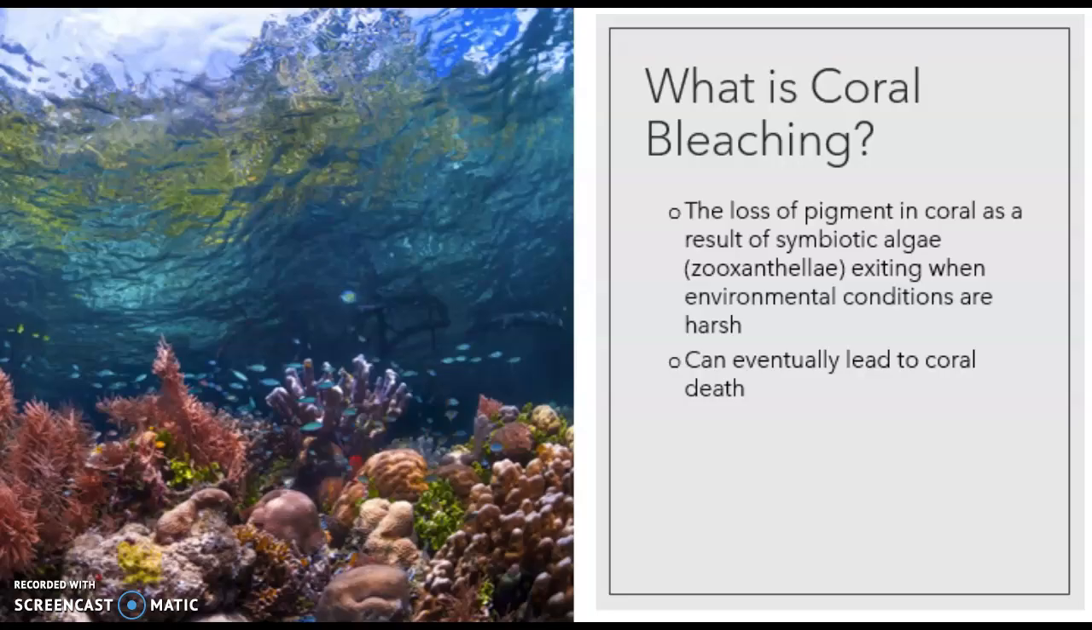Firstly, I'd like to go over what coral bleaching is exactly, and it's defined as a loss of pigment in coral due to symbiotic algae, specifically zooxanthellae, exiting when environmental conditions are harsh, and it can eventually lead to coral death.